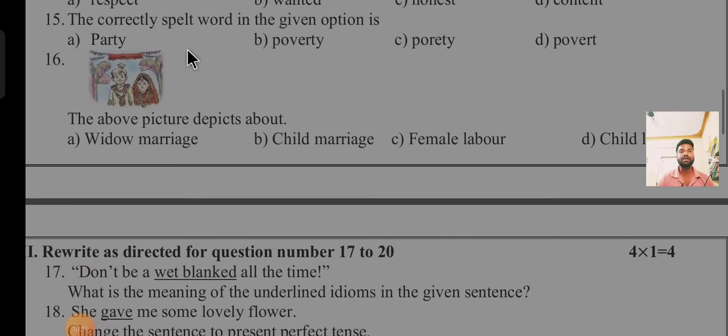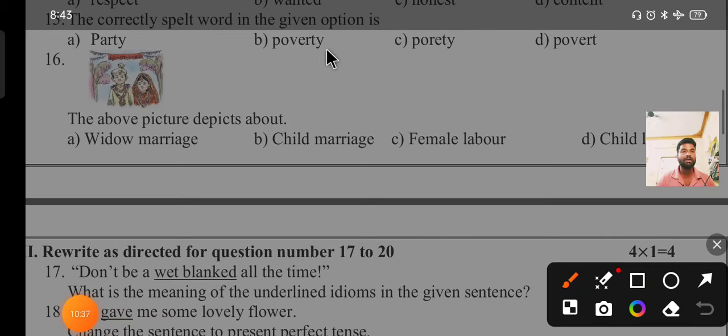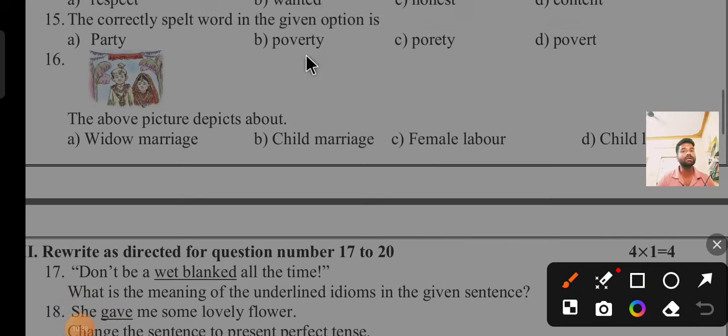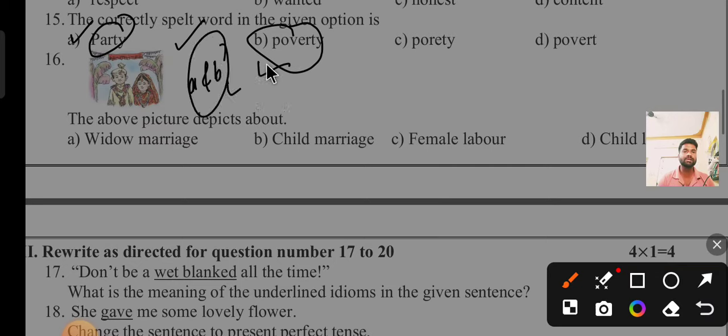The 15th question is: the correctly spelt word in the given options. Party, poverty, poverty, povert. Here two words are right. In the examination, if they give both, you can write either correct spelling, both are right. For that reason they will give only one. Here A and B are the right spellings.